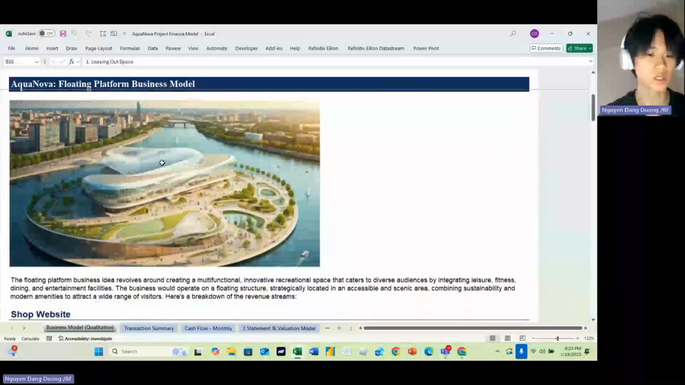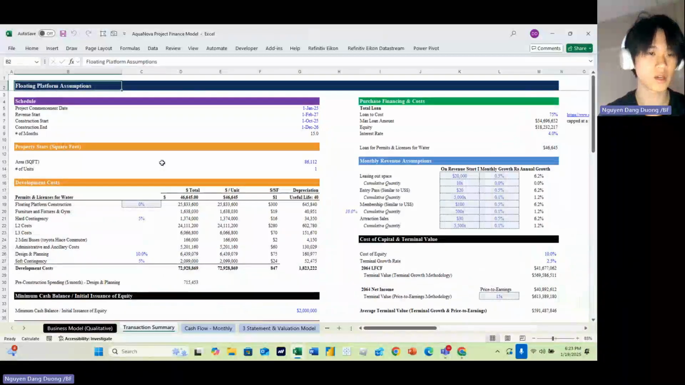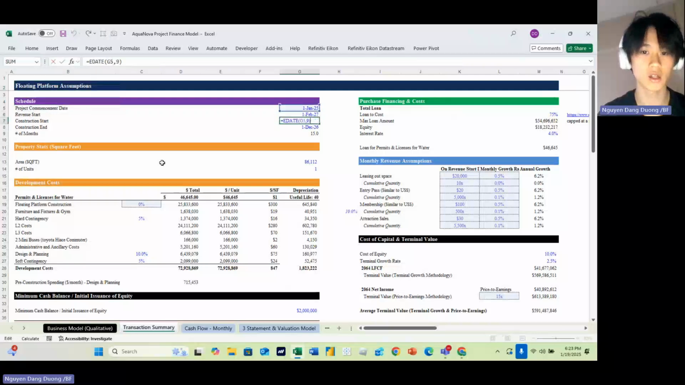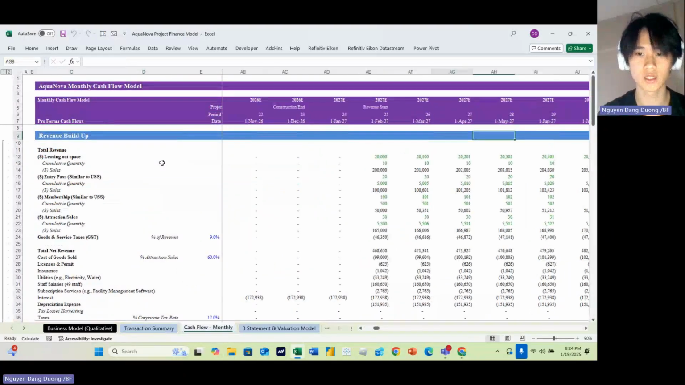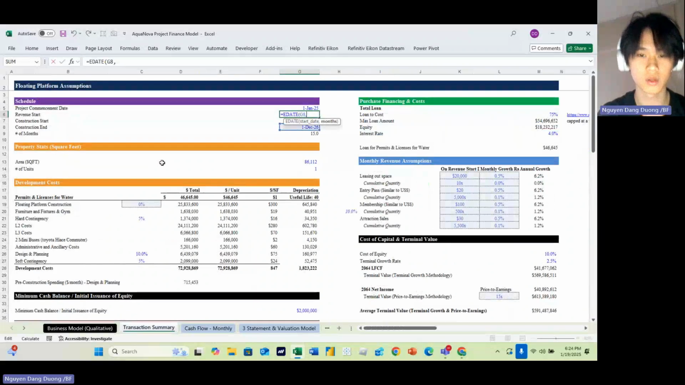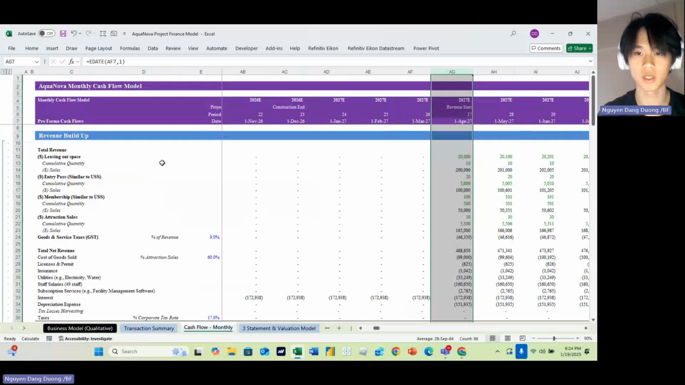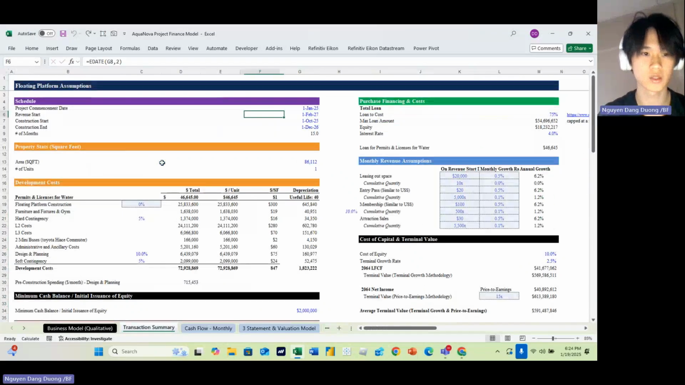So in here we have the start of the floating platform assumptions. We have when the project commences. It is all dynamic and can be toggled. For example, let's go to my revenue. My revenue start date over here. You see here it's on February, but if I change it to, let's say, April, it will now start on April here. But yeah, so all these things are dynamic.